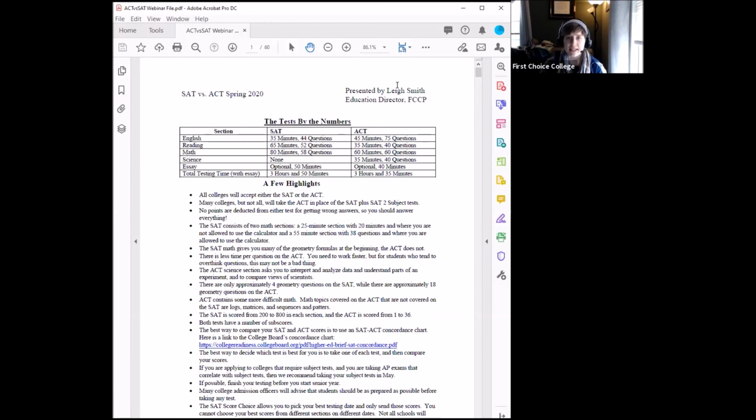On the SAT, you have 35 minutes for 44 questions. For the ACT, it's 45 minutes and 75 questions. So I find that students have to work a little faster on the ACT, but not dramatically so. Across the board, those two are fairly comparable.